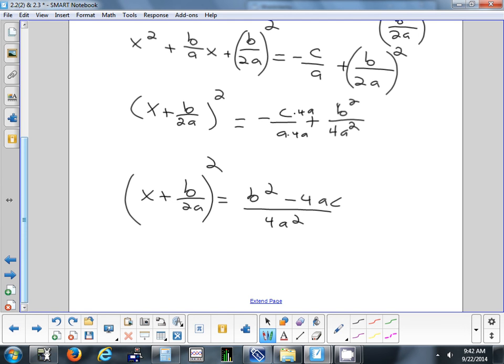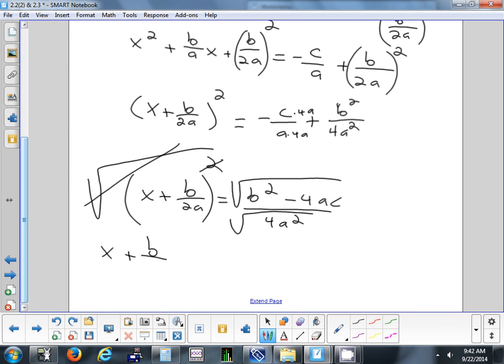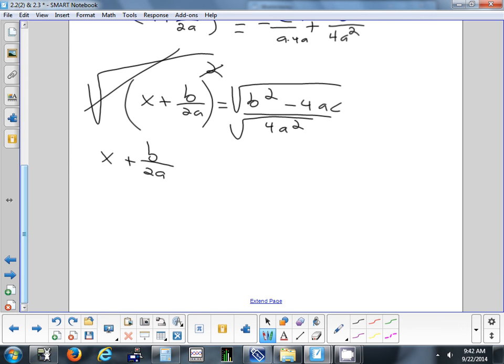So the next thing we want to do is get rid of these parentheses on the left. How do I get rid of this exponent of 2? Square root both sides. This should really be starting to look like your quadratic formula. So we're going to have x plus b over 2a. The numerator you're not going to be able to do anything with. It's just going to be the square root of b squared minus 4ac.